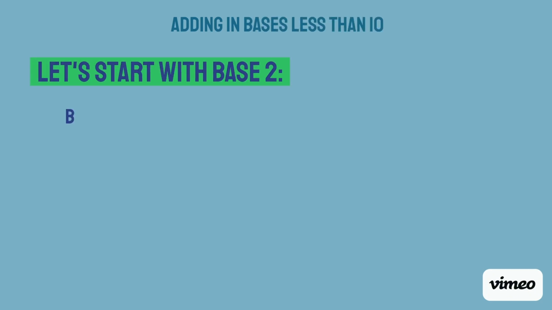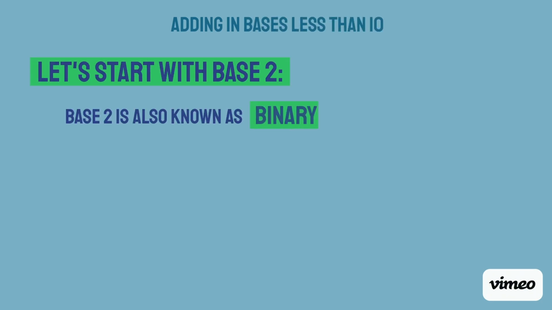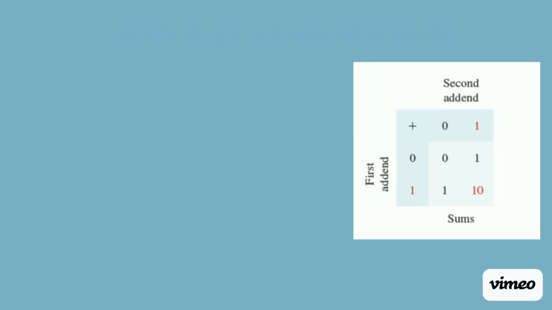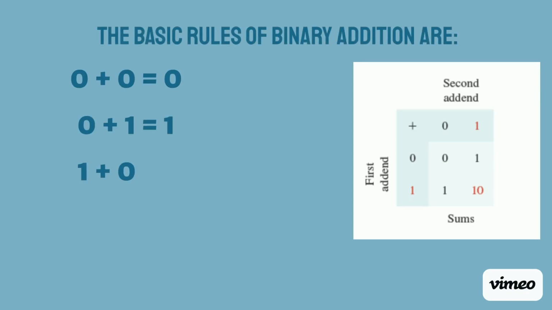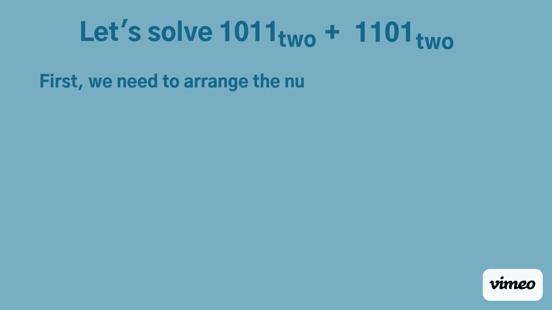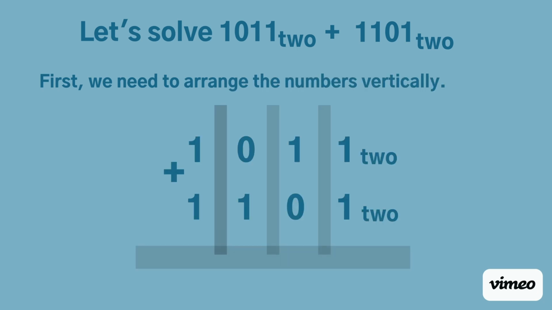Start with base 2. Base 2 is also known as binary. Binary numbers only use the digits 0 and 1. Each digit in a binary number represents a power of 2. First, we need to arrange the numbers vertically.